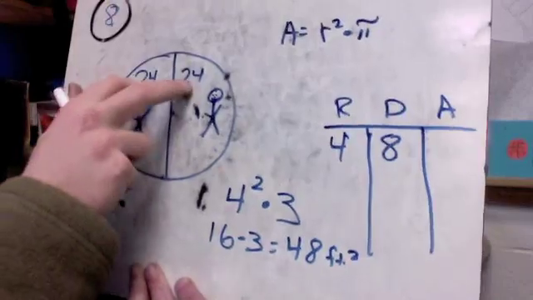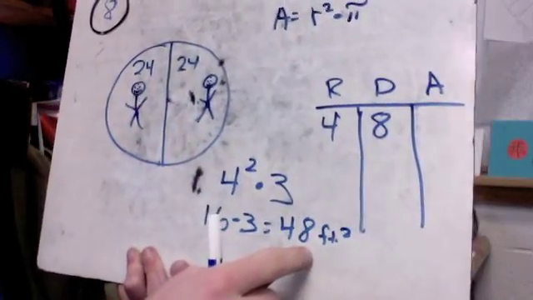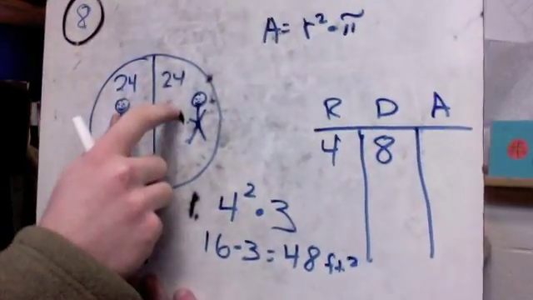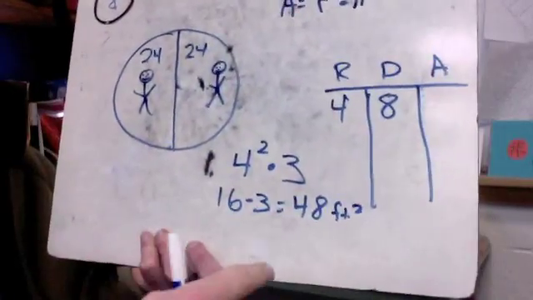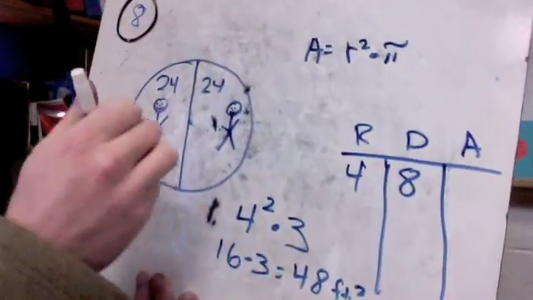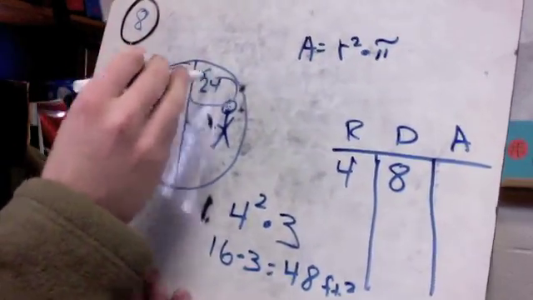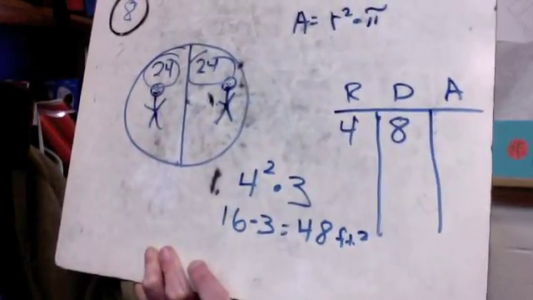You would expect if you added both halves together, you would get the entire circle, and you do. 24 plus 24, or 24 times 2, is 48. So the whole sandbox is 48 square feet. Half of the sandbox for each brother is 24 square feet.